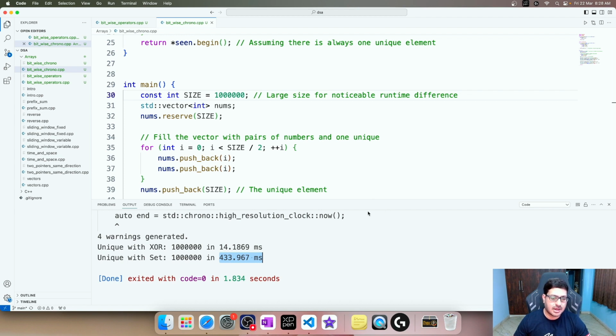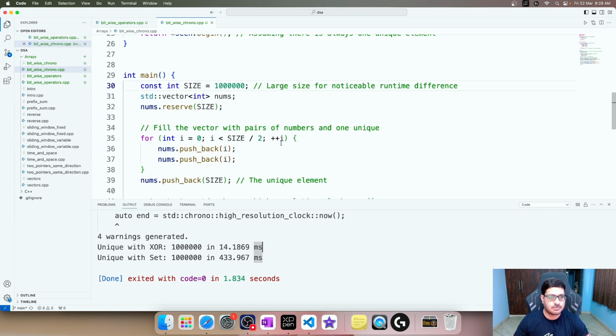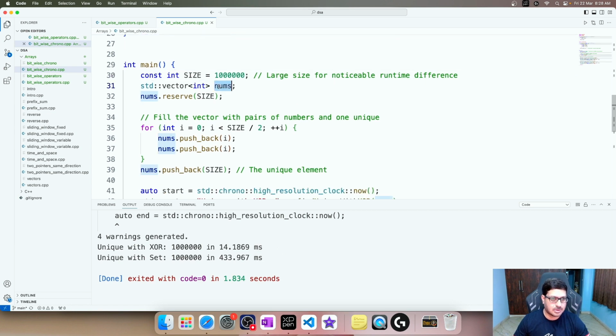Both of them have a time complexity of O(n), because both of them will look at each number in the vector to determine the unique one. But when we are using XOR, it is taking much less time because it is operating at a hardware level. So I'll leave this code on GitHub for you to analyze. But this is how, in some particular use cases, bitwise operators can be of help.